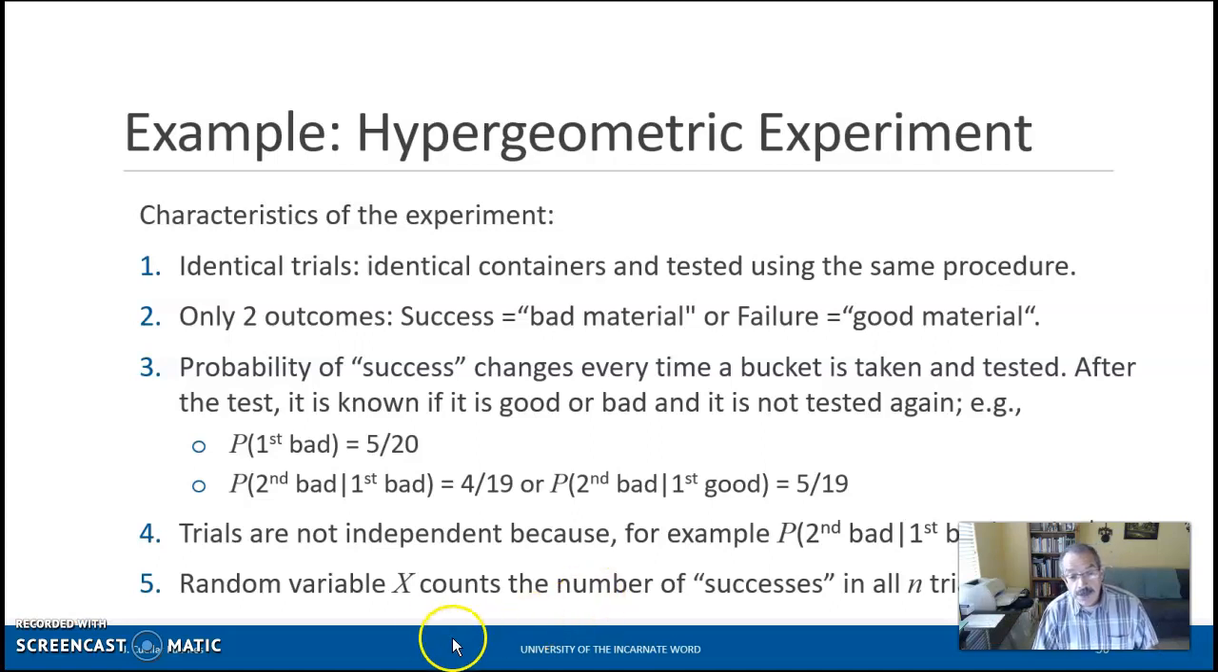And the final condition is that the random variable counts the number of successes, just as in the binomial. But we can see that conditions 3 and 4 here are violated. So this is not a binomial experiment. This is a hypergeometric experiment because the probability of success changes from trial to trial, and because the trials are not independent, and that is because we're sampling from a finite population. We have only 20 elements, and once we select them, we don't put them back, we don't replace them.